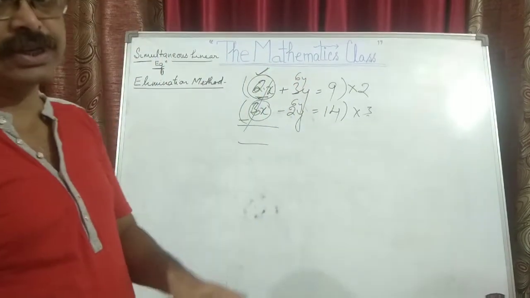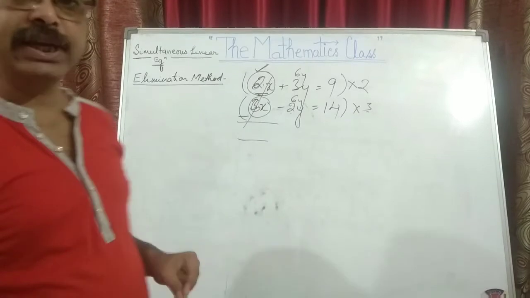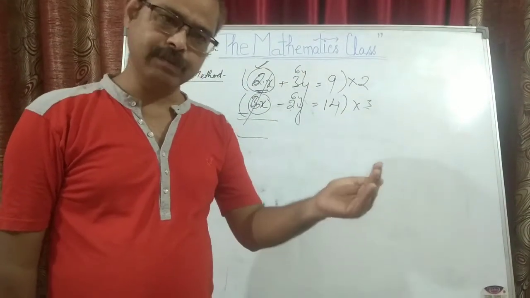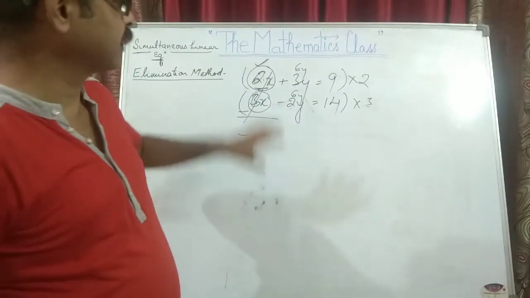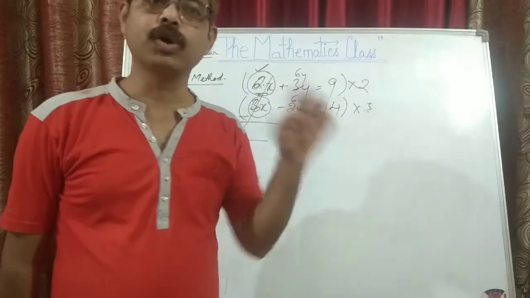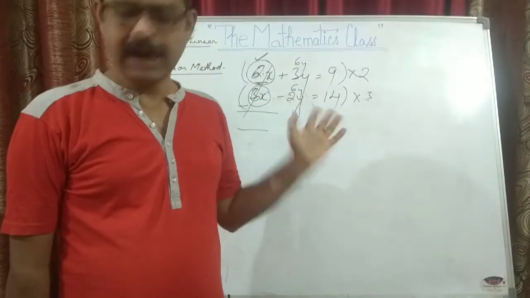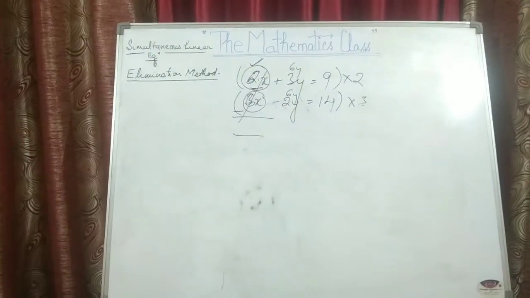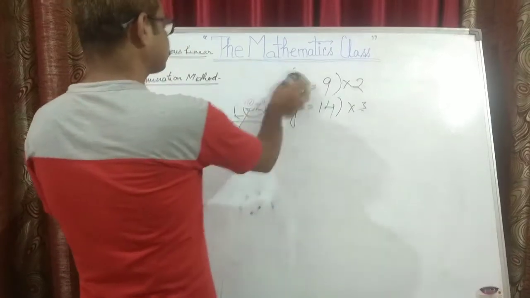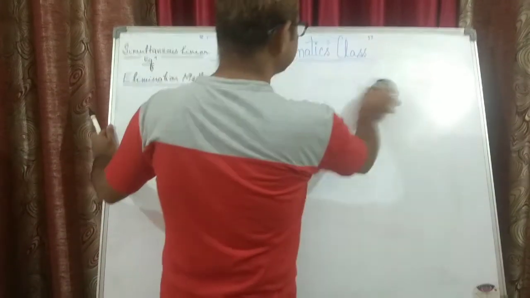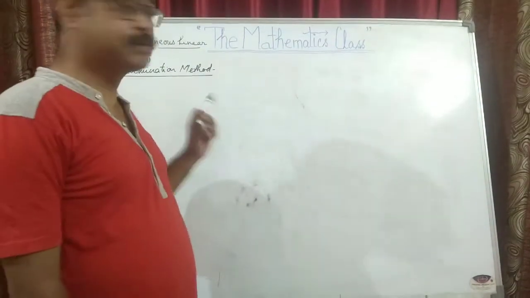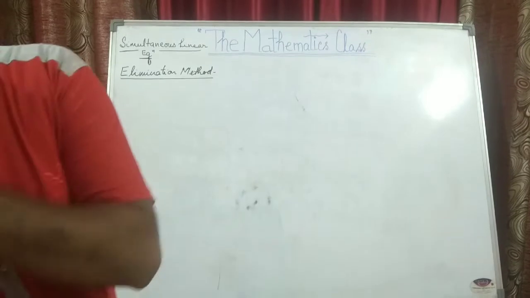So the elimination method is: we need to eliminate any one variable to get the value of the other variable. When we get the value of the other variable, that value is substituted into any of the equations to get the value of the leftover variable. I'll take a question and then we will discuss how it is solved. Sometimes this elimination method is much easier than the substitution method.